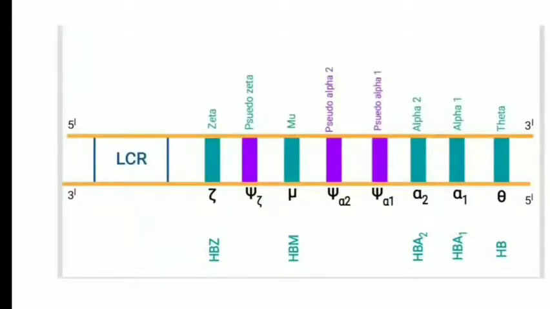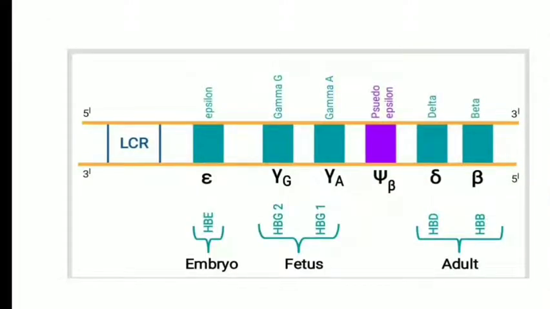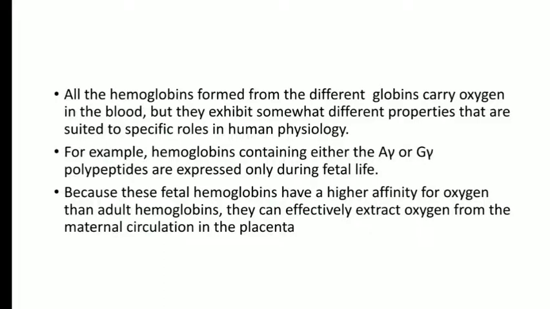This is the picture for the alpha globin genes, which has 4 functional genes and 1 pseudogene. And this is the picture for the beta globin genes, which has 5 functional genes, that is epsilon, G gamma, A gamma, delta and beta, and 1 pseudogene. All hemoglobins are formed from different globins that carry oxygen in the blood, but they exhibit different properties that are suited to specific roles in human physiology.